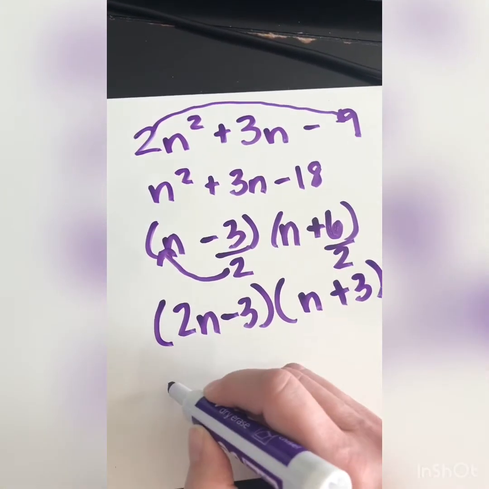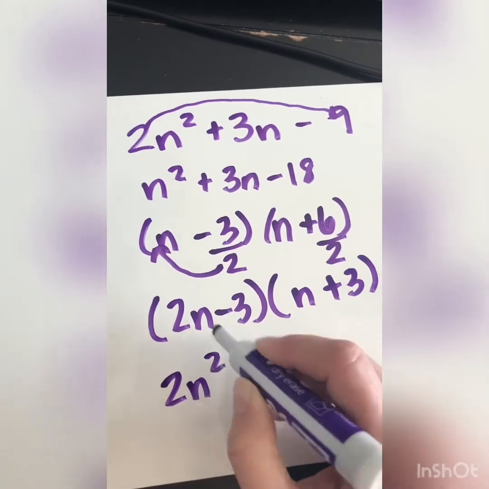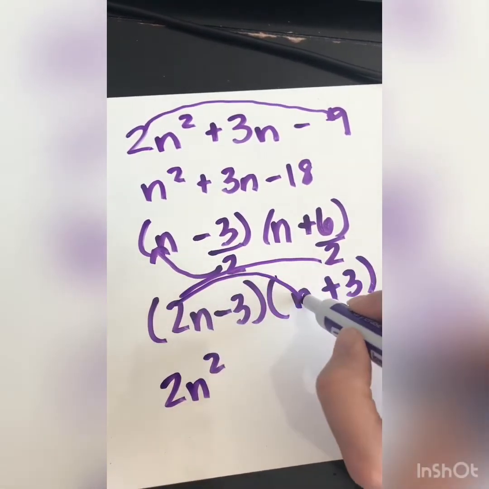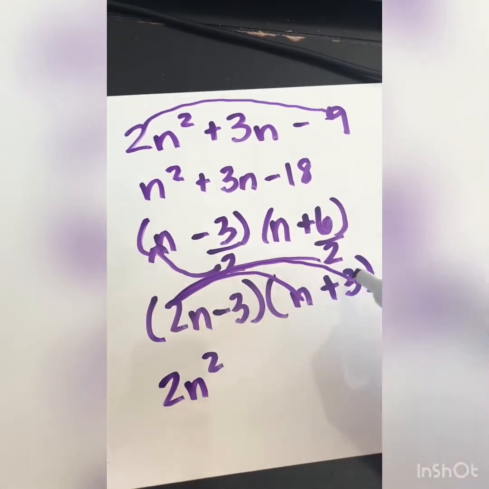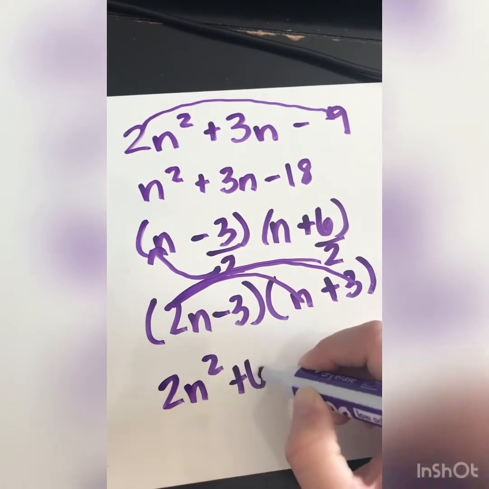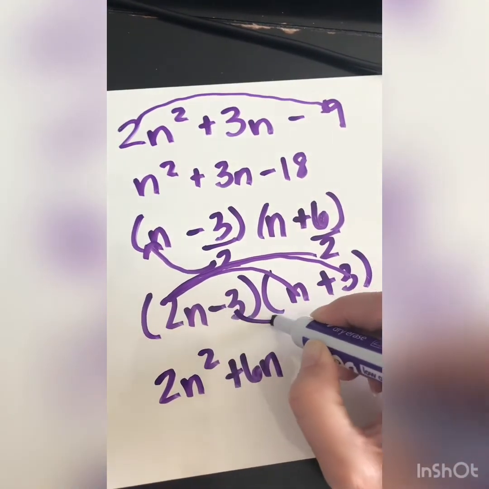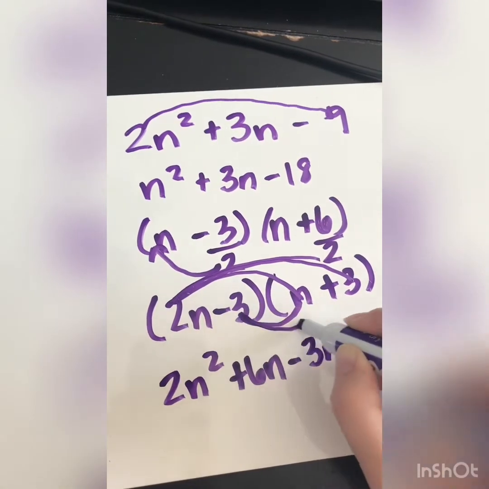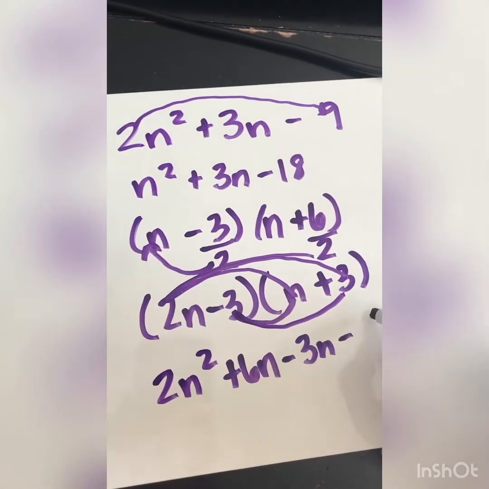2n times n is 2n squared. And this is the foiling method, right? So this times this times this. First, 2n times positive 3 is plus 6n. And now I do this one times this one, which is negative 3n. And negative 3 times positive 3 is negative 9.